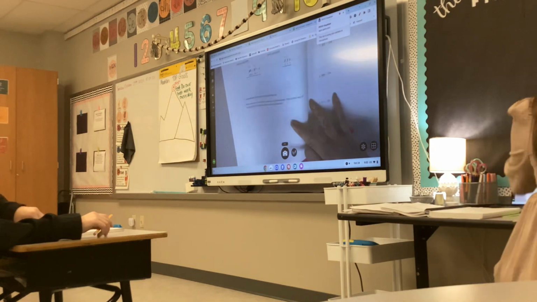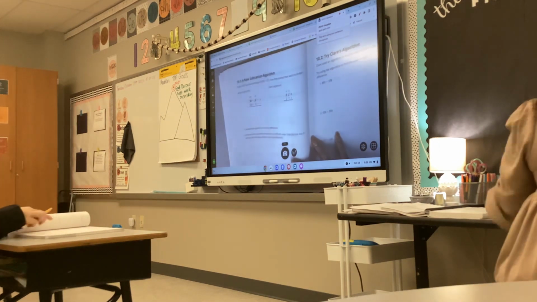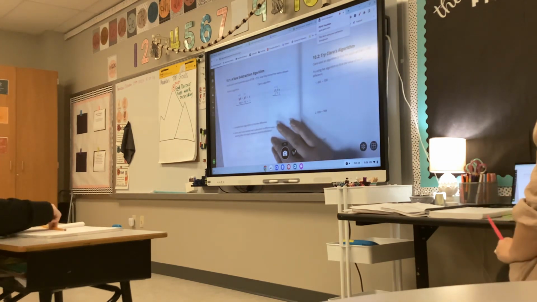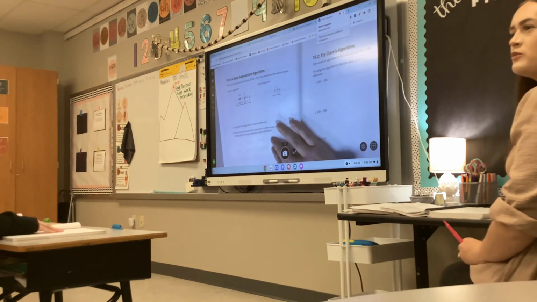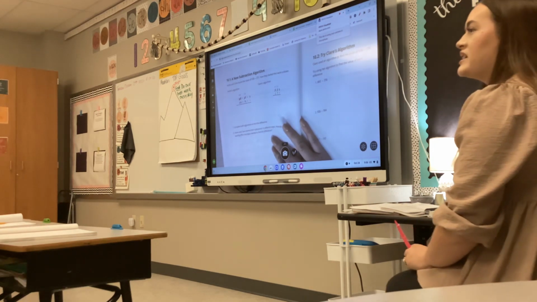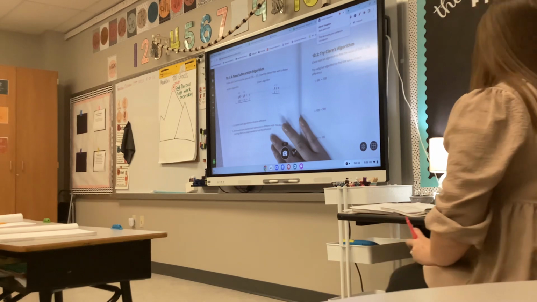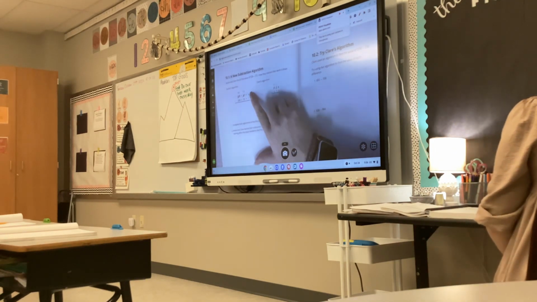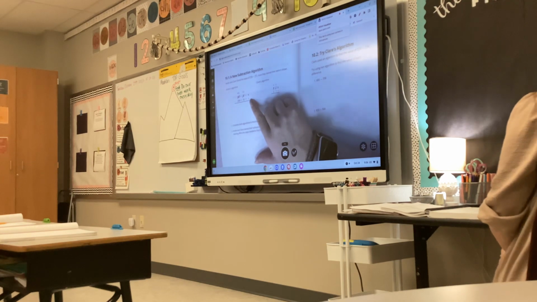So first we're going to start with Andre's algorithm, okay? Can someone raise their hand and tell me if I start from the left side of the problem or the right side of the problem? Do I start with the ones or the hundreds? Dixie? The ones. Good job. So we're going to start with 8 minus 1. Can anyone tell me what that is?